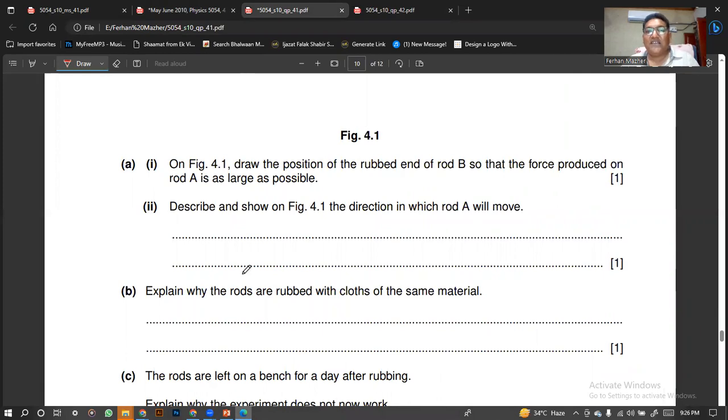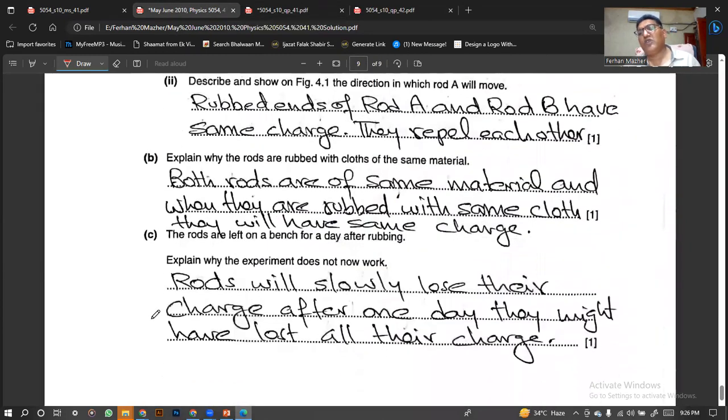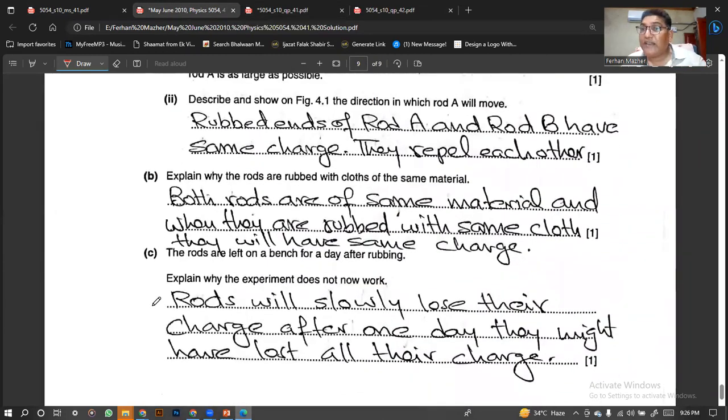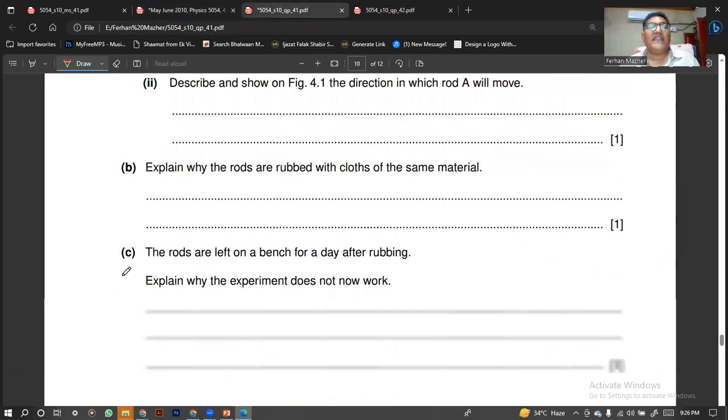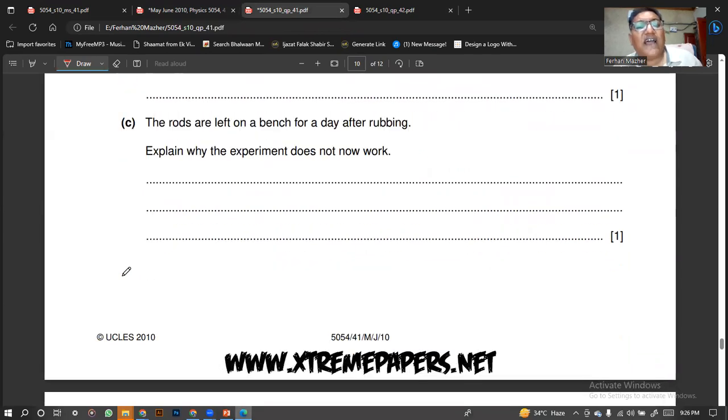And explain why the rods are rubbed with cloths of the same material. Both the rods are of the same material and we rub both of them with the same cloth. The reason is that we want them to have the same charge on them. So both rods are of the same material, and when they are rubbed with the same cloth, they will have the same charge on them. Then the question is, the rods are left on a bench for a day after rubbing. Explain why the experiment does not work.